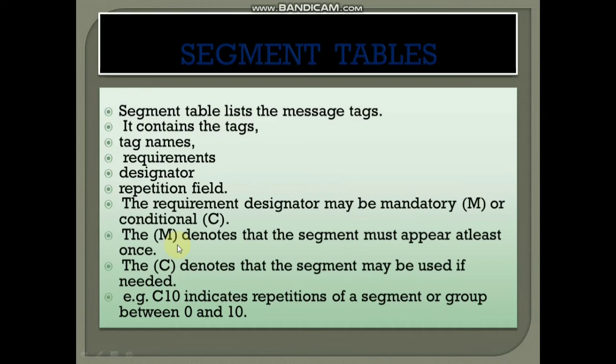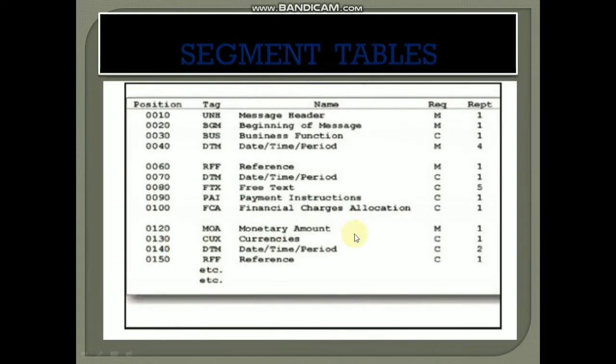Example, C10 indicates repetition of a segment or group between 0 and 10. So C10 denotes that the repetition of a segment or group is between 0 and 10. So here they have mentioned how many times it should be repeated. So it should be repeated once. Now if you can see here, the free text should be repeated 5 times. Clear?